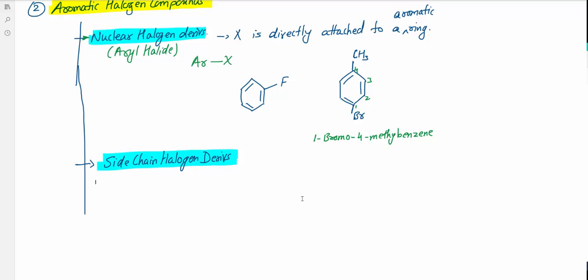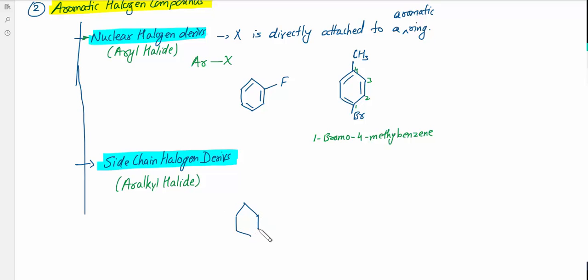So the name for this one, a single name, just like we have said aryl halide in the first case, here the name which we use is aralkyl, aromatic as well as alkyl. So aralkyl halide, right? So this is the common name for this.